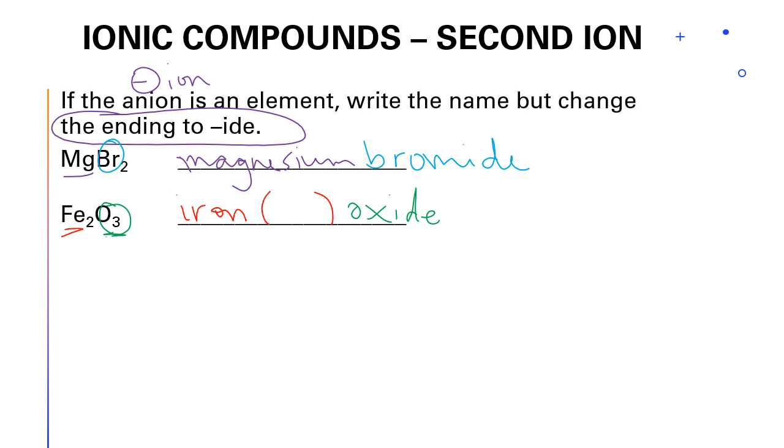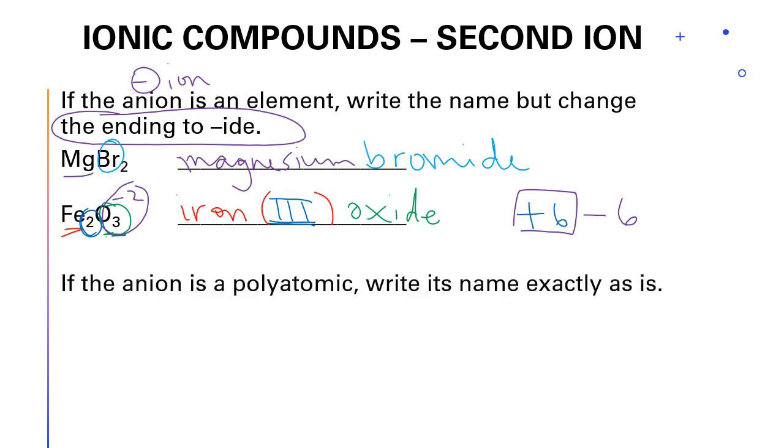Remember that oxygen has a -2 charge. Since there are 3 of them, that's a total of -6 for the oxygens. So the iron has to be equal and opposite to get this to be neutral, which means the iron is going to have to be +6. But since there are 2 of them, each individual iron has a charge of 3. My Roman numeral is 3, iron 3 oxide.